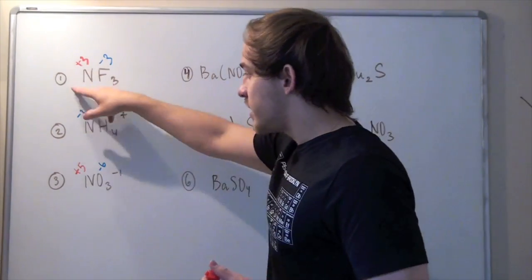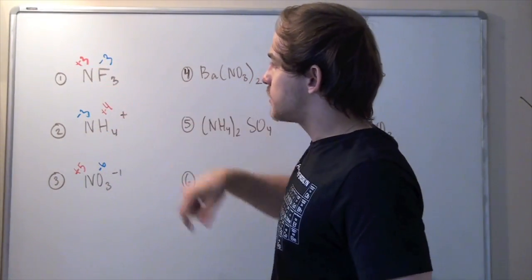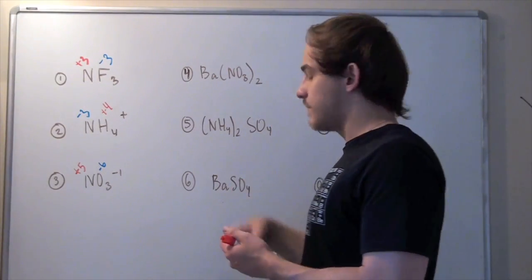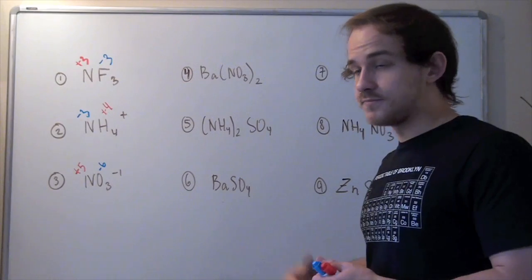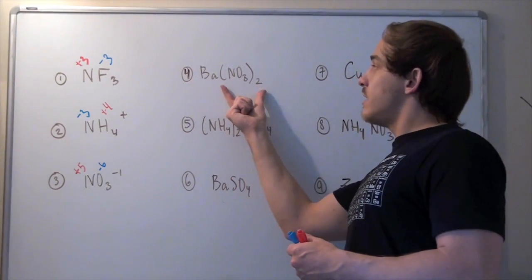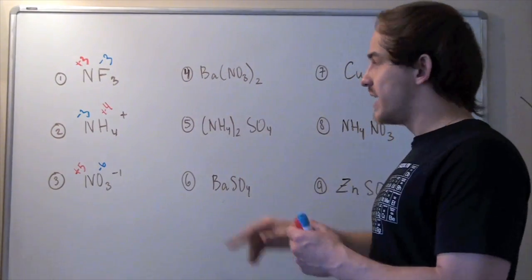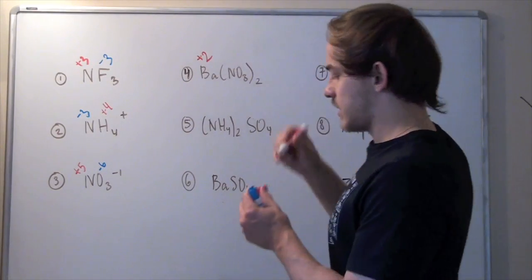Notice how in our 3 examples, our N differed in every example. In this one it was a +3, in this one it was a -3, and in this one it was a +5. Let's look at 4. In 4 we have an ionic compound. And that means we have an atom and another molecule. So this atom, since it's in the second group, gets a +2. So this is a +2.